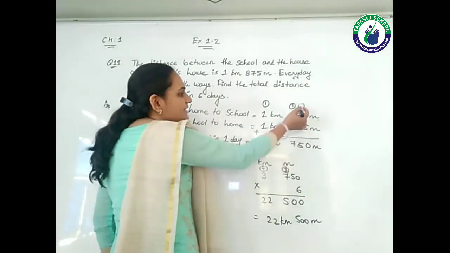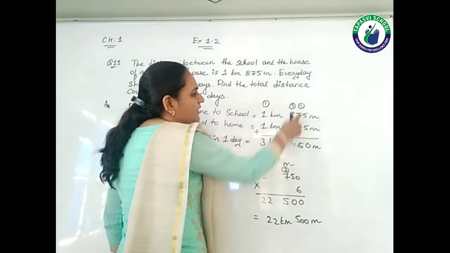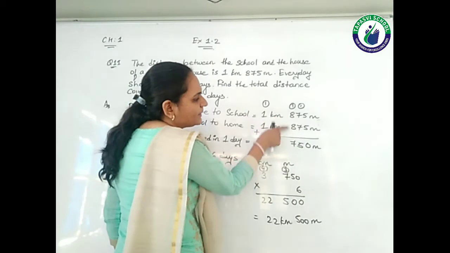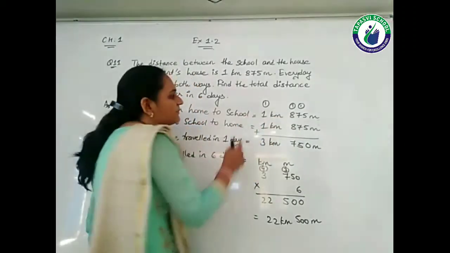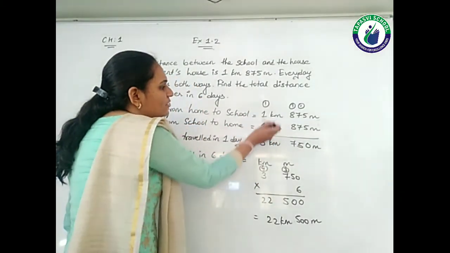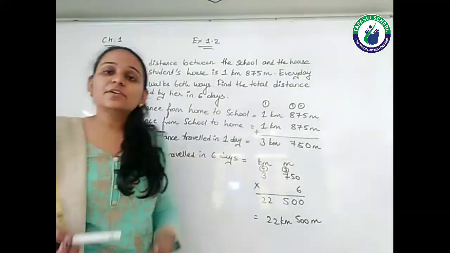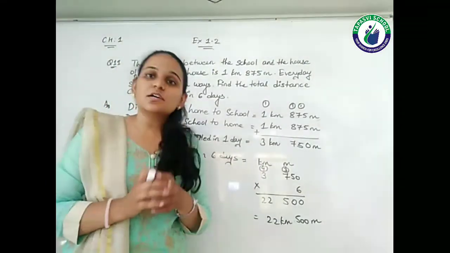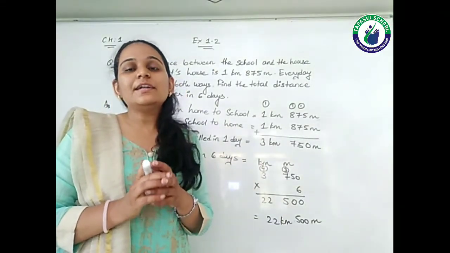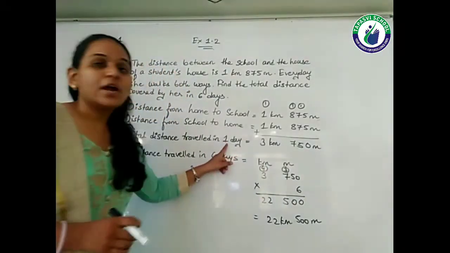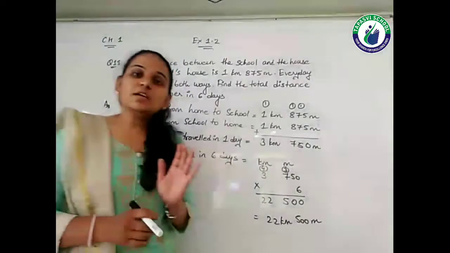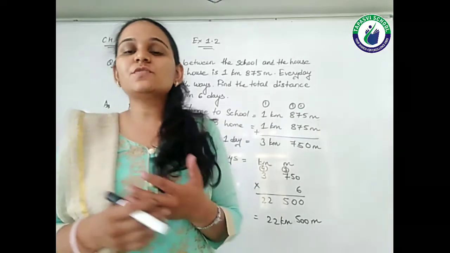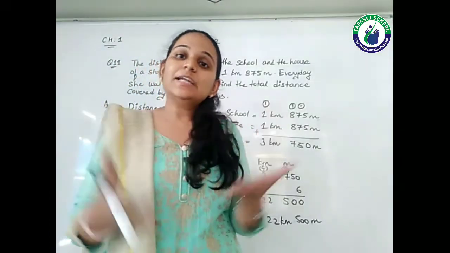So let's see the calculation, students. 5 plus 5 it is 10. 7 plus 10 14 plus 1 15. 8 plus 8 16 plus 1 17. And 1, 2 and 3. So total 3 kilometers 750 meter she is walking on a daily basis. That means for one day. This needs to be multiplied with the 6 because we need to calculate for the 6 days.